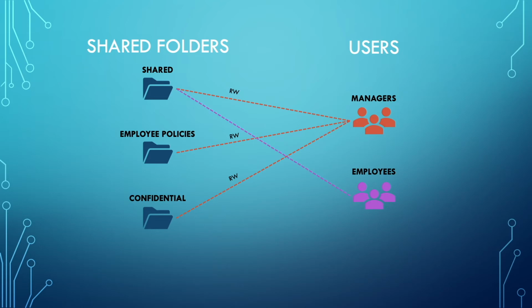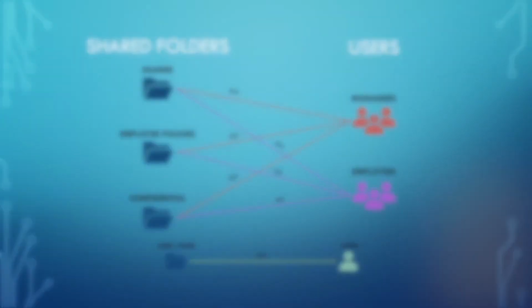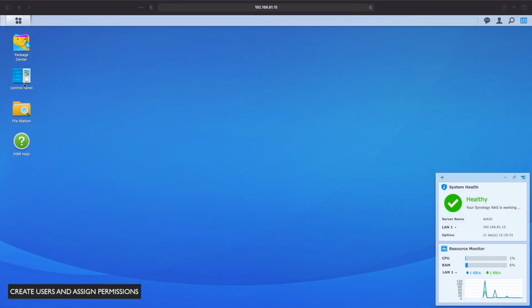Employees will have full read-write permissions to the public shared folder, read-only access to the employee policies folder, and no access to the confidential folder. Lastly, being that we've enabled the user home service, as we create users, each will automatically have a home folder created as well. This will provide each user their own personal shared folder for their own individual needs. Let's start adding users and assign permissions to the users to access the shared folders we created.